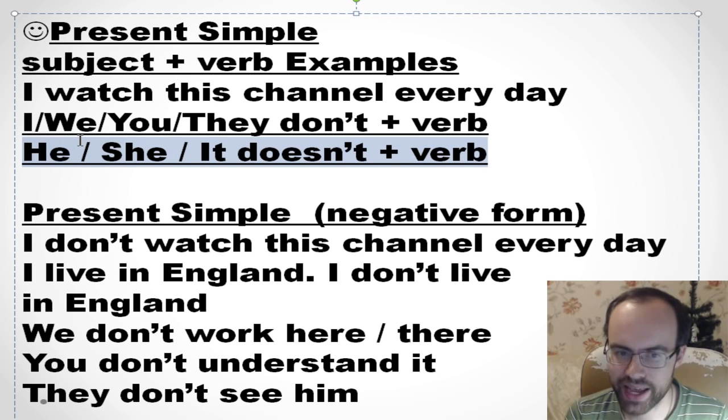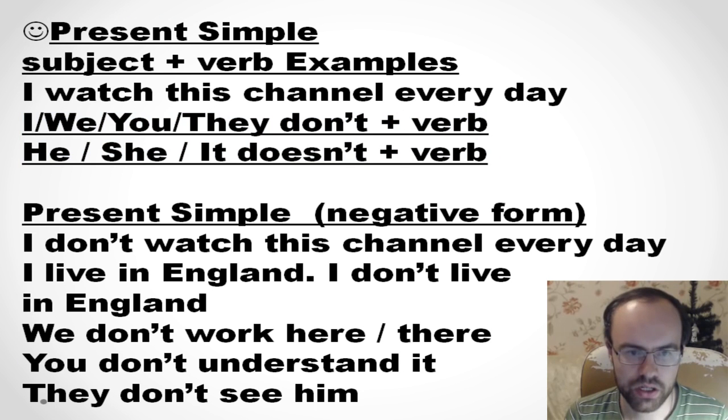So present simple negative form. I don't watch this channel every day. So we use don't because of I. I live in England. I don't live in England. So I don't. We don't work here. We don't work there. You don't understand it. They don't see him. So it's very easy. You just need to know this simple structure. I, we, you, they don't. He, she, it doesn't. Okay. Good. Very good. So what is next?